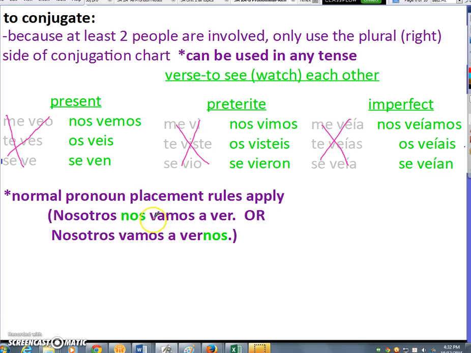So in this sentence here, I've got my subject, nosotros, and I've got my verb phrase, vamos a ver, we are going to see. And if I want to say each other, I need the pronoun nos. And I can put my pronoun in front of vamos because it's a conjugated verb, or down here, I can attach it at the end of ver because ver is an infinitive, and you can attach pronouns at the end of an infinitive. Alright, so now you know what they are and you know how to conjugate them.